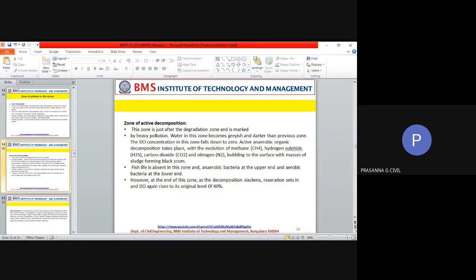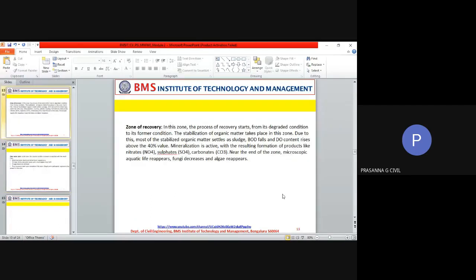In this particular zone, fungi also may reappear. However, towards the end of the zone where the decomposition is reducing, DO may get back slowly. So you should remember it stage by stage. It may get back up to even 40% level.